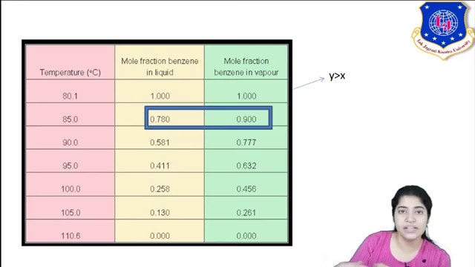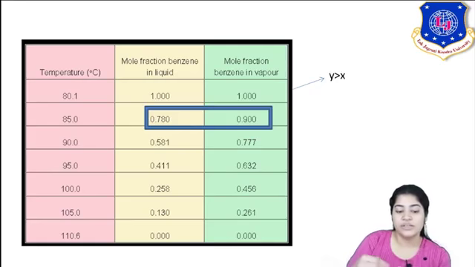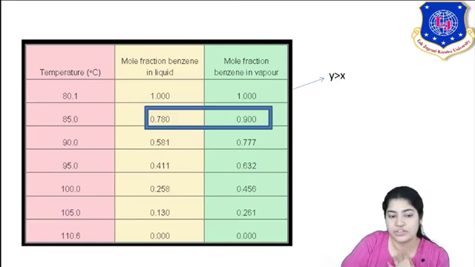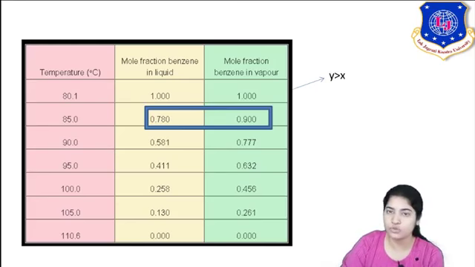Now as I'm increasing the temperature, let's move to another data point at 105. At 105 you can see that the liquid phase composition of benzene is 0.13, whereas the corresponding vapor is 0.261. You can see as I'm increasing the temperature, the mole fraction of benzene in liquid has decreased, but the mole fraction of benzene in vapor has also decreased.